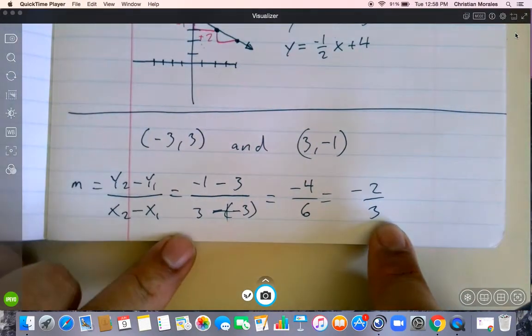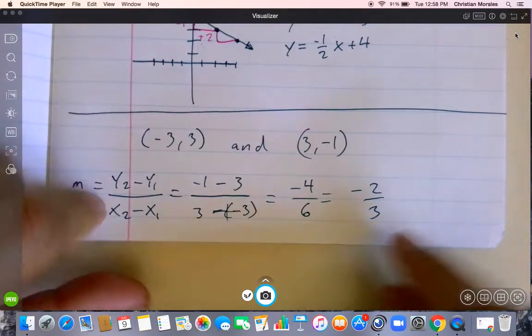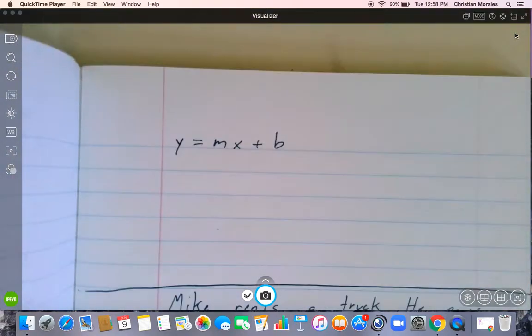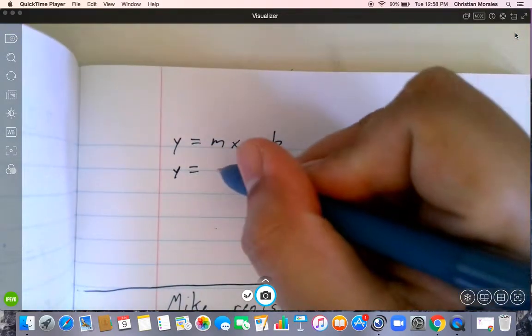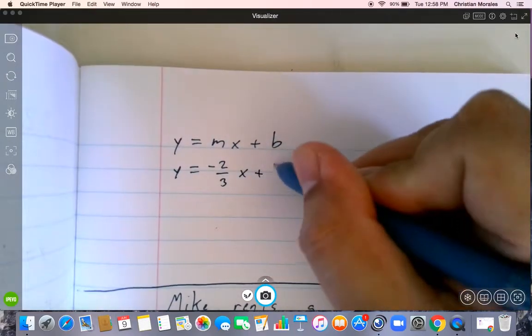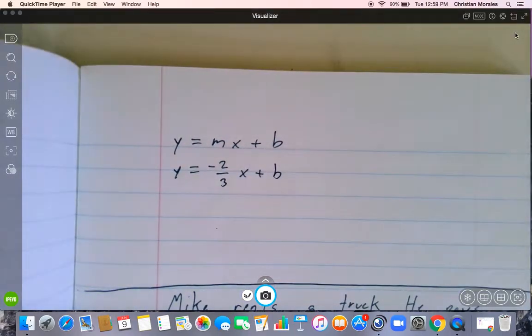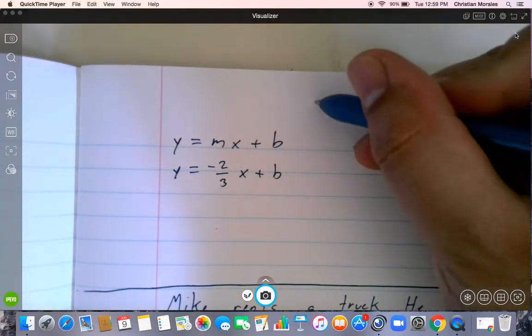All right. Now, I found my slope. I have my m. I now have to find the b. So let's talk about how we're going to do that. When you're using slope intercept, you can write down the information you have, negative 2 over 3x, but you're missing the b. And what I'm going to do is I'm going to take one of the coordinates that they gave me. They gave me 2 coordinates. I'm going to use this one.